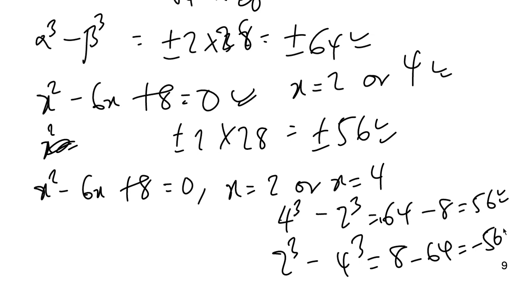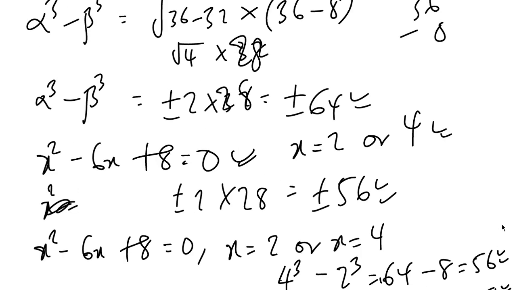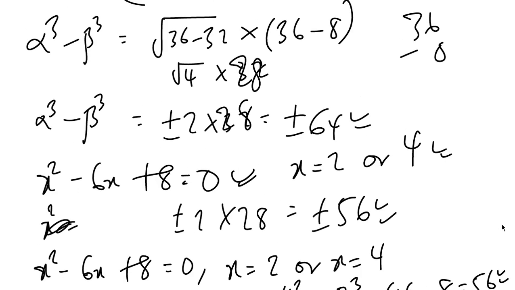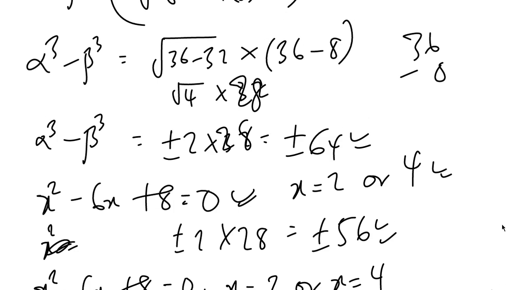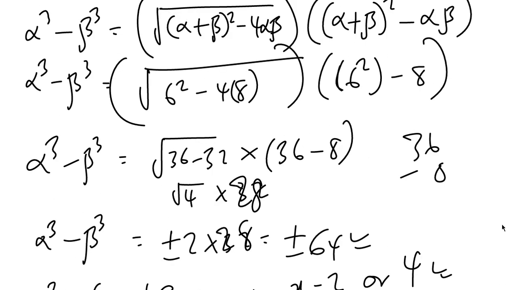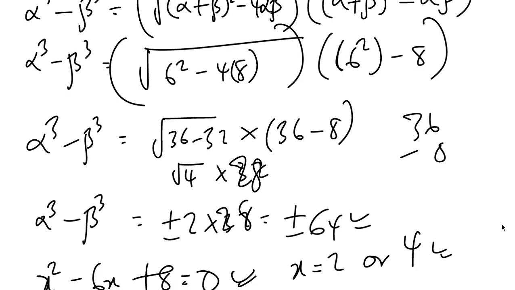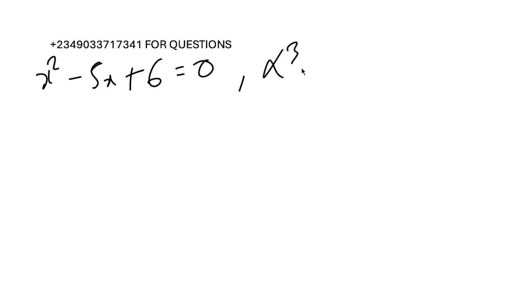Minus 56. So that's why we wrote plus or minus 56 as the difference between the cubes of the roots. So I want us to attempt this last question now. If you are given x squared minus 5x plus 6 equal to 0, I ask for alpha cubed minus beta cubed. What was that simply?